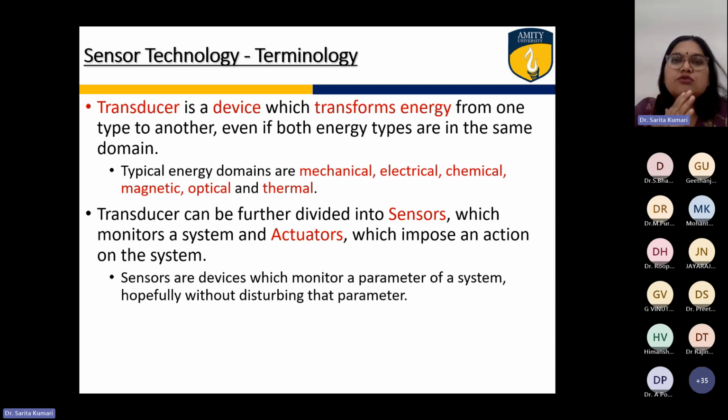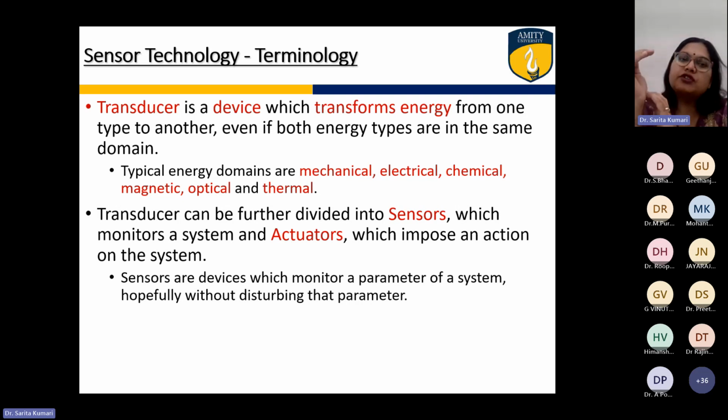So a primary transducer converts one form of energy into another non-electrical form, right? One non-electrical form into another non-electrical form. I'll give one example, like the Bourdon tube. The Bourdon tube is used to measure the pressure. What happens? It is a C-shaped device. This is the tube, and this is the inlet. The pressure will be applied from the open end.